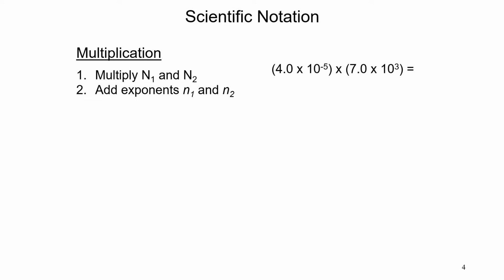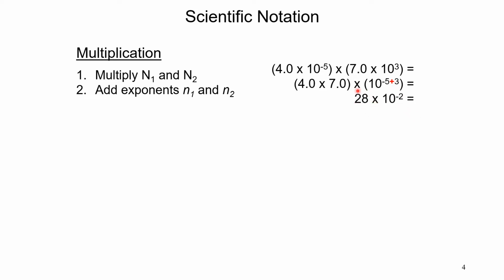Okay, so if I want to multiply these things, 4.0 times 10 to the negative 5 times 7.0 times 10 to the positive 3. All right, so what am I going to do? I'm going to multiply the 4 times the 7, right? And then I'm also going to multiply the 10 to the negative 5th and the 10 to the positive 3rd. That just means add those exponents, the negative 5 plus the positive 3. And I get 28, 4 times 7, times 10 to the negative 2, because negative 5 plus positive 3 is negative 2.